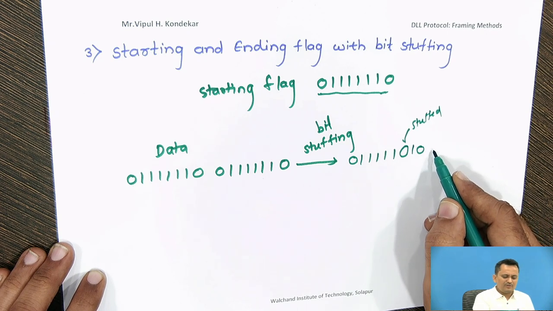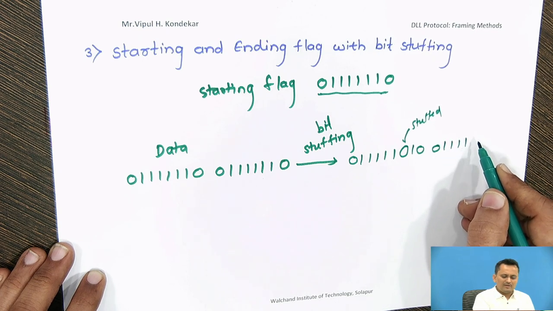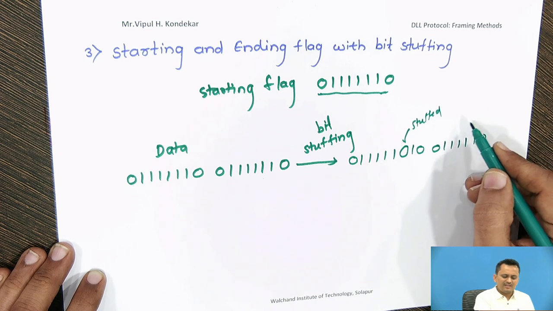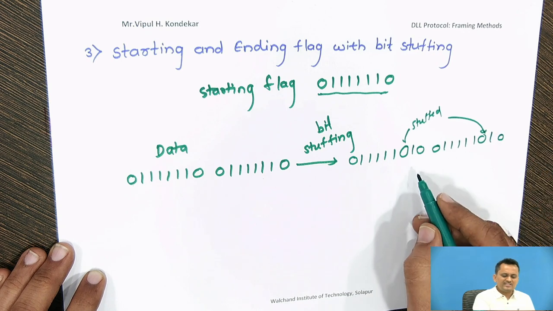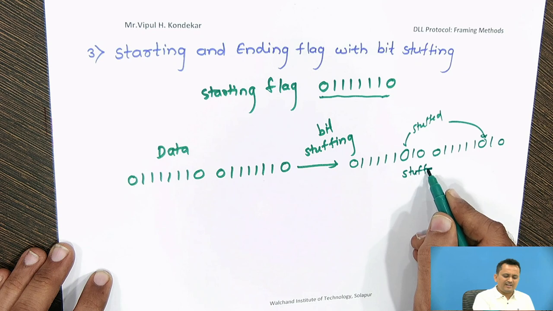Again, next will be 0, 1, 1, 1, 1, 1, 5 ones are there. So again a 0 is stuffed and then this is 1, 0. So this is what we can call stuffing, and this is what we can call stuffed data.